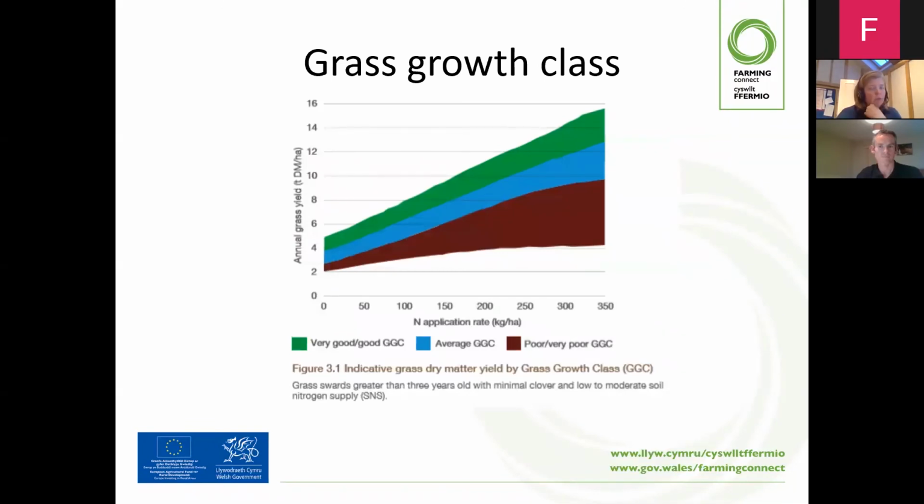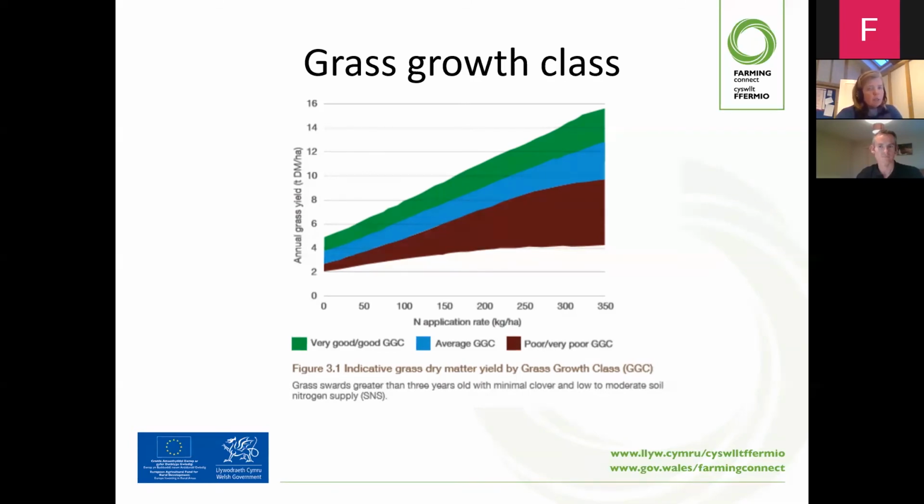The other thing that we'll talk about is nitrogen. So this graph here comes from the AHDB's nutrient management guide, known as RB209, and gives this indication of response for nitrogen. Along the y-axis, you've got yield, and along the bottom, you've got nitrogen application. So as your nitrogen applications increase, yield increases. And it's split in terms of grass growth class, and that is generally driven by how much moisture is around, which is driven by rainfall, but also soil type.